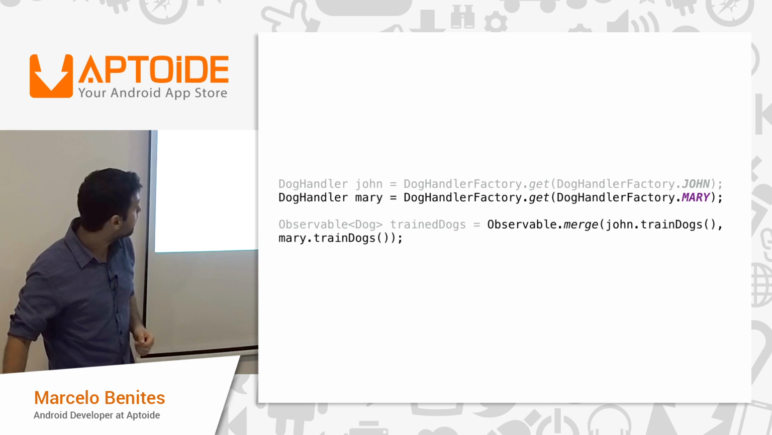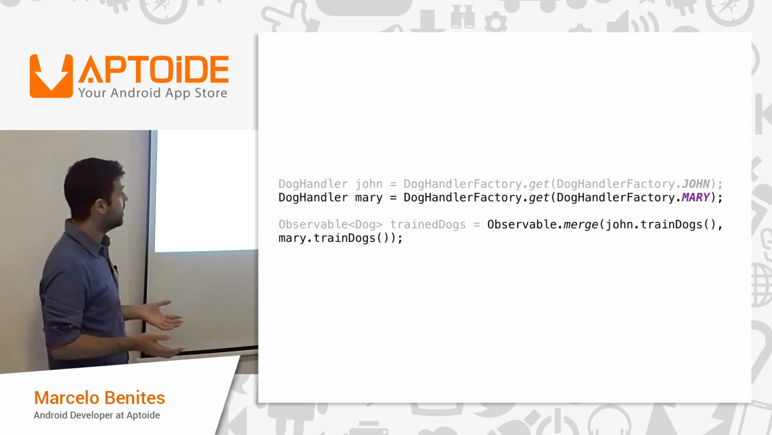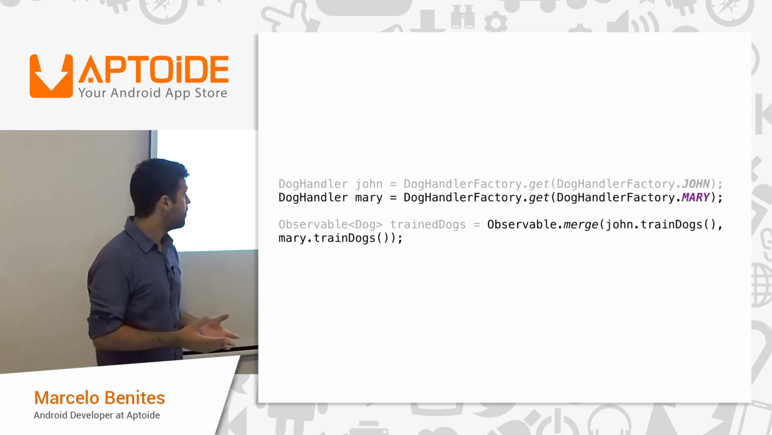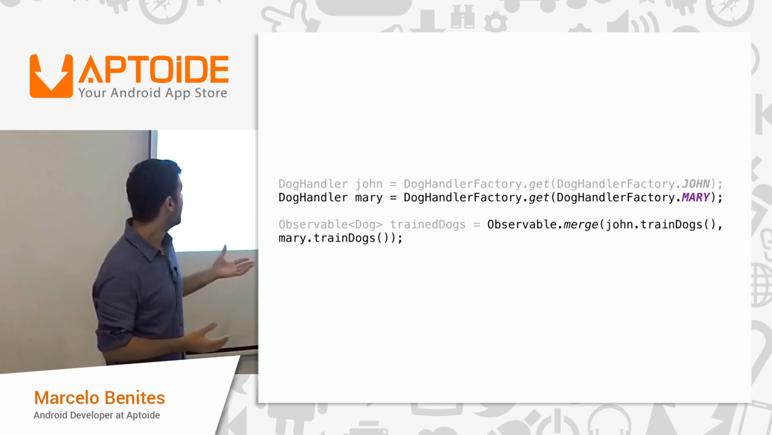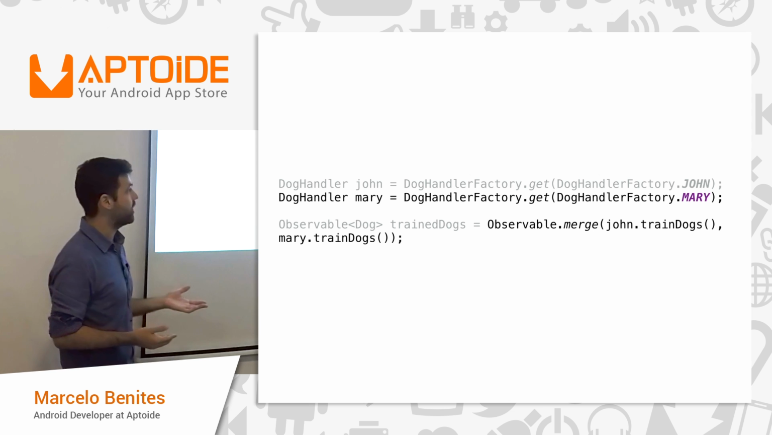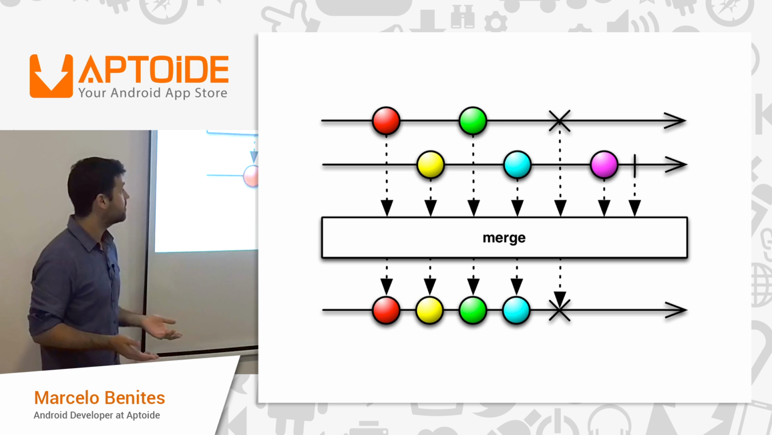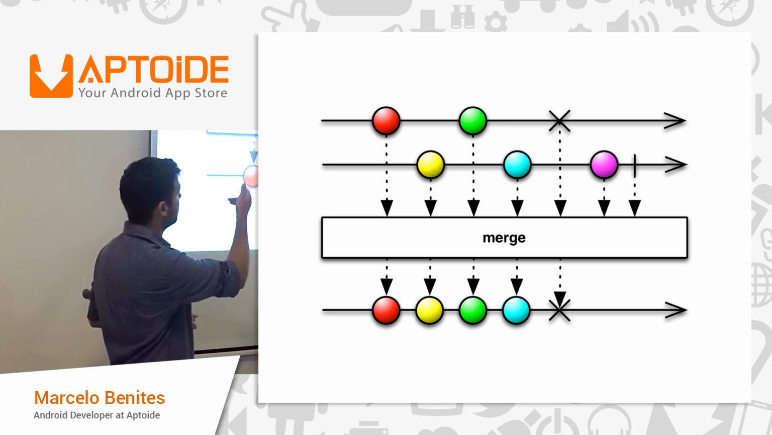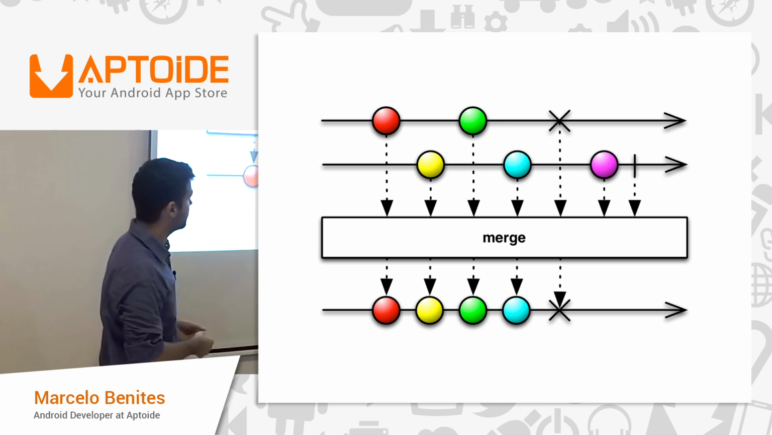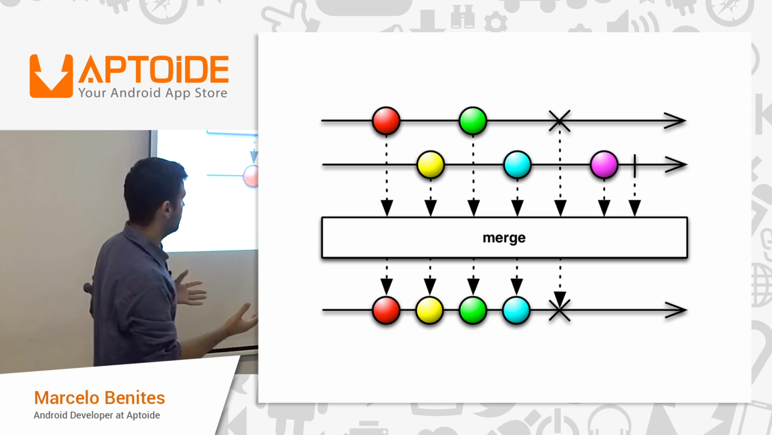Okay, so here we have John, now we have Mary. So we're going to merge them. Since we want all the dogs, we are going to merge John's dogs and Mary's dogs. And to do that, we are going to use the merge operator. We already saw that. So if we have different colors of circles, all of them are going to be merged, and the final stream is going to be made by all of them.